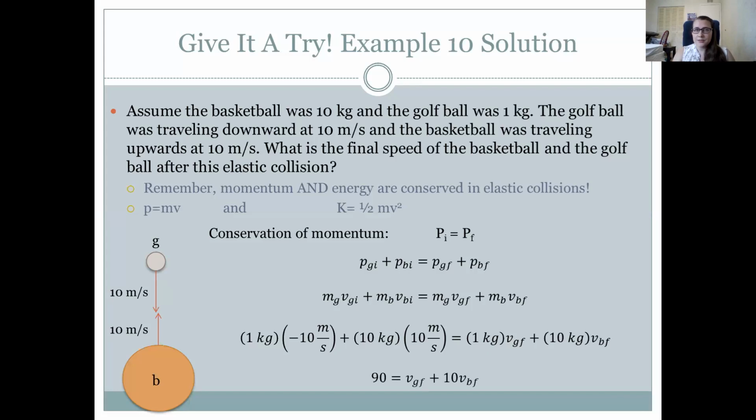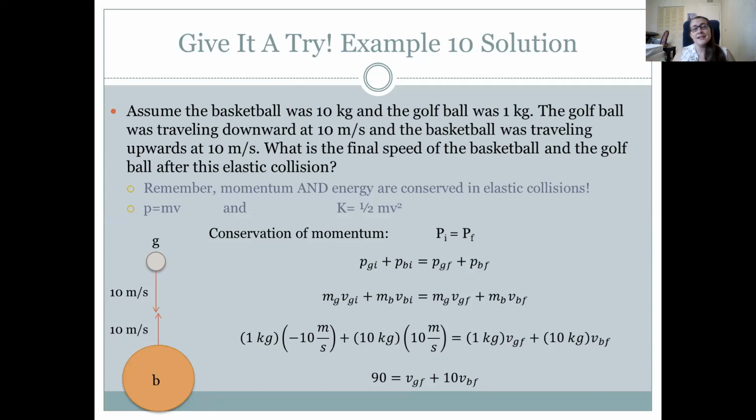So when we simplify this equation as much as we can, we get 90 equals final golf ball velocity plus final basketball velocity times 10. And that's pretty much as far as we can go for this conservation of momentum approach. We can't simplify that any farther. We're kind of stuck with that for right now.